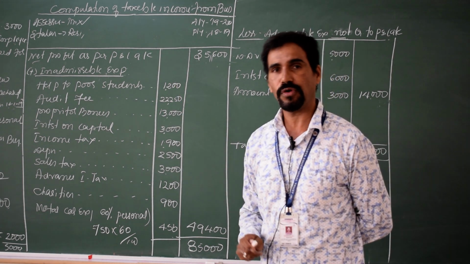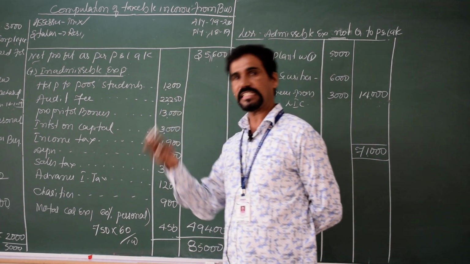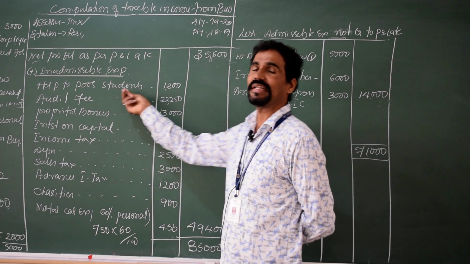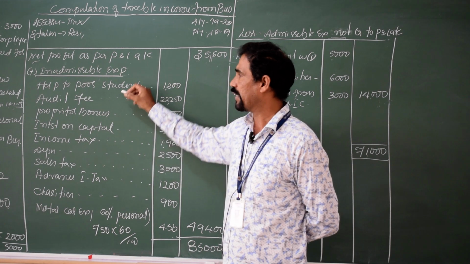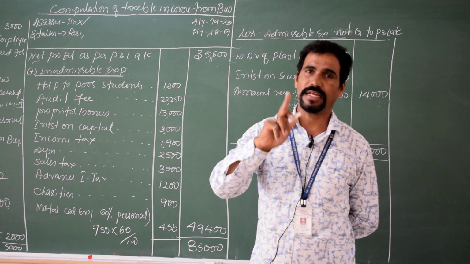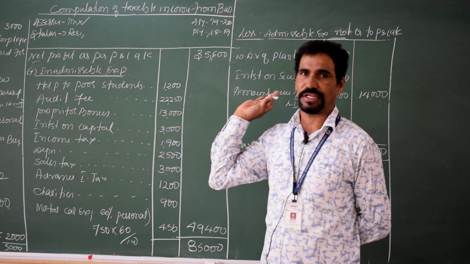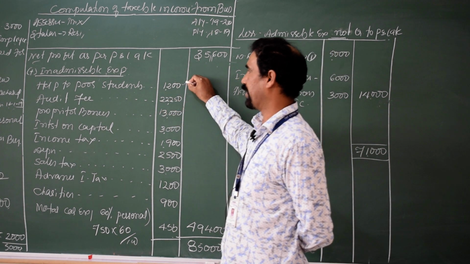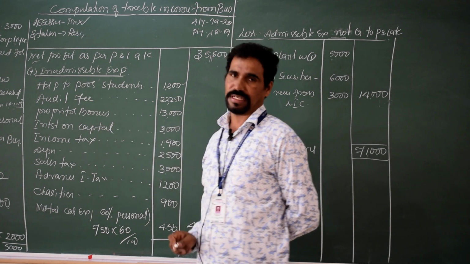Helping an old employee is fine, because the employee is a part of the business, but a student is not part of the business. So whatever is spent helping the students is called inadmissible expenditure. You can take 1200. Next, audit fees.